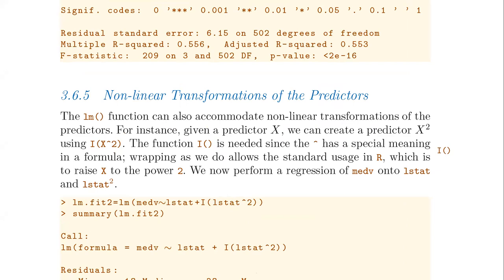predictors. For instance, given a predictor x, we can create a predictor x squared using I. I wonder what that stands for. I of x squared. The function I is needed since the hat has a special meaning in the formula. Wrapping, as we do, allows the standard usage in R, which is to raise x to the power 2. So you're transforming your data.